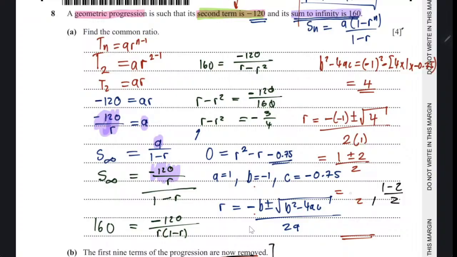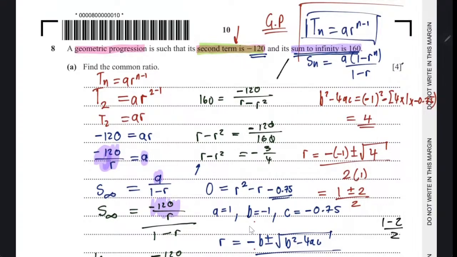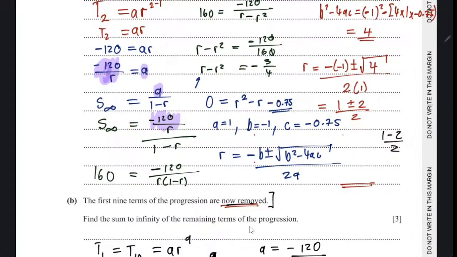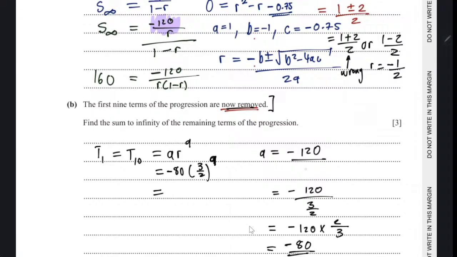So r can be negative. But because you know why I'm saying that? Because this one has a sum to infinity, so it cannot be bigger than 1. Do you get it? So 3 over 2 is definitely not the answer. It's actually the other one. So we have r will be 1 plus 2 over 2 or 1 minus 2. And this is the correct one. This is the wrong one. That means the correct is r is equal to 1 minus 2, that's minus 1 over 2. You get your r. So our r is actually negative half.